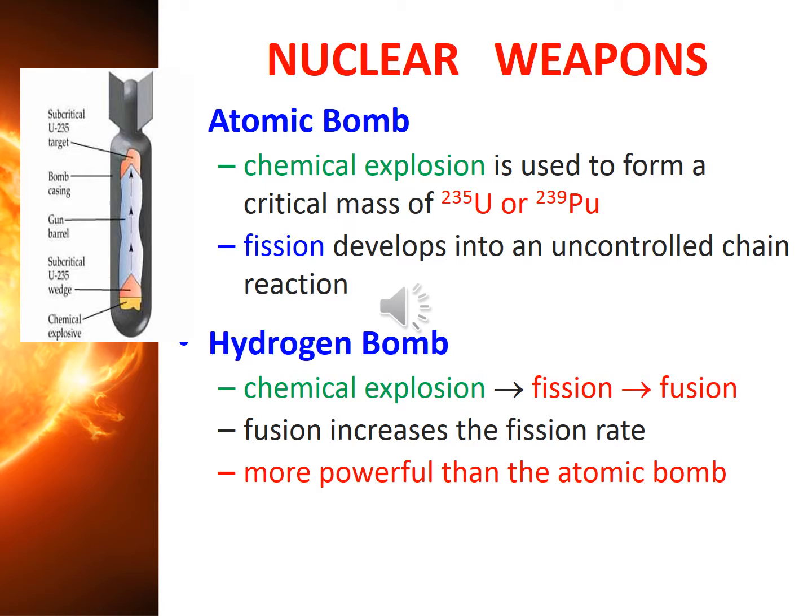So go through the bottom of page 897 and read through subcritical mass, critical mass, and supercritical mass and the impact it has on this application. The fission in the atomic bomb develops into an uncontrolled chain reaction. The hydrogen bomb is a chemical explosion. It goes to fission and then fusion. Fusion increases the rate of fission. It's more powerful than the atomic bomb.